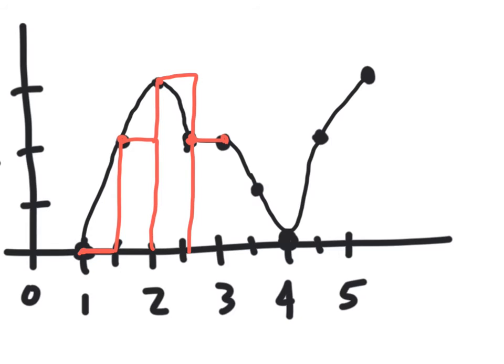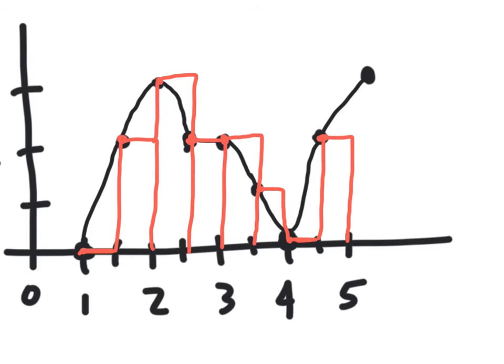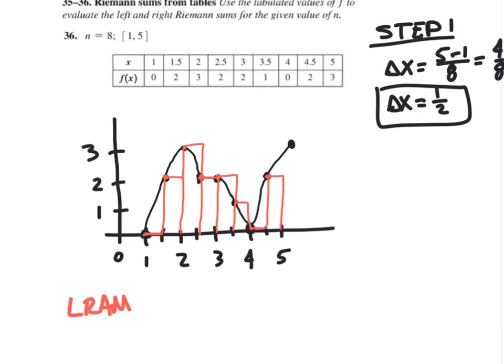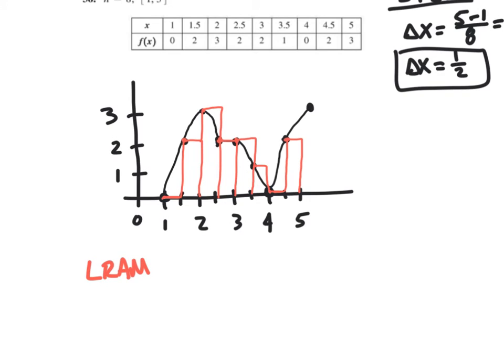Same thing here, draw a line over and go down. Start at the left, go to the right, go down. Here we go from here, and then we have a height of 0. Then go up to my function, plot a point, and then go down. I know that each of these values has a width of 1/2, but then we need to find the heights, and the heights are determined by my table. So for LRAM, step 2 is calculate the height.